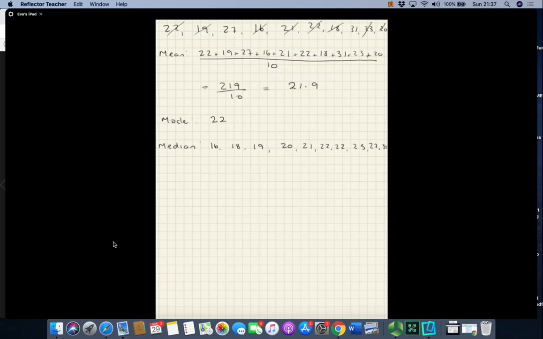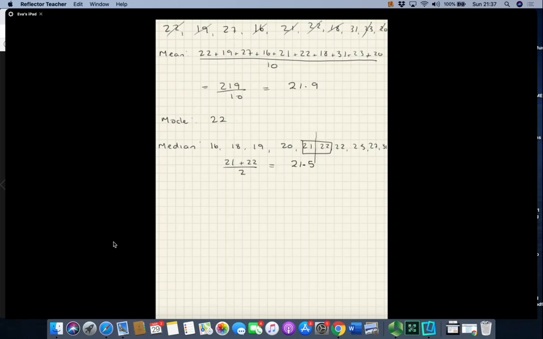1, 2, 3, 4, 5, 6, 7, 8, 9, 10. Okay, 1, 2, 3, 4, 5 values. 1, 2, 3, 4, 5 values. So I don't have a single middle value, I have these two. So it's 21 plus 22 over 2, so it's 21.5.